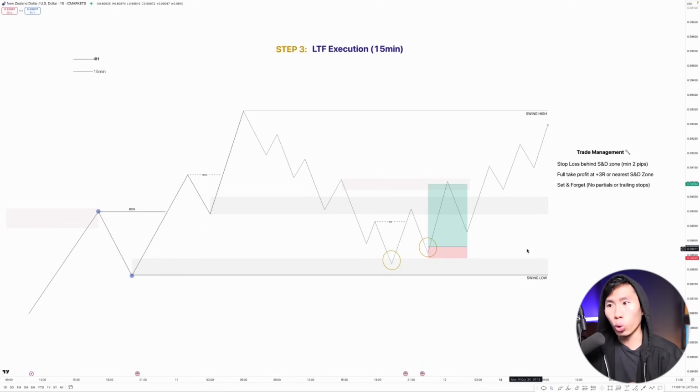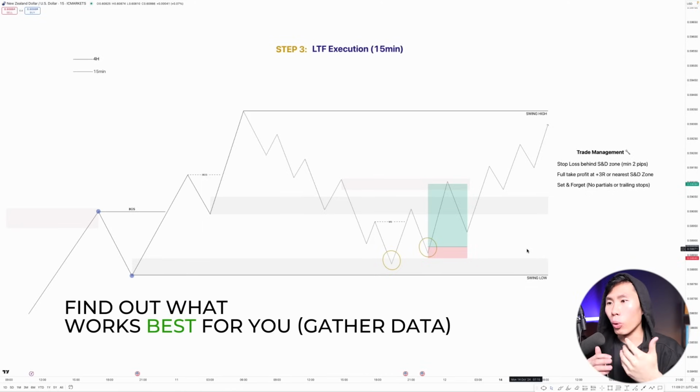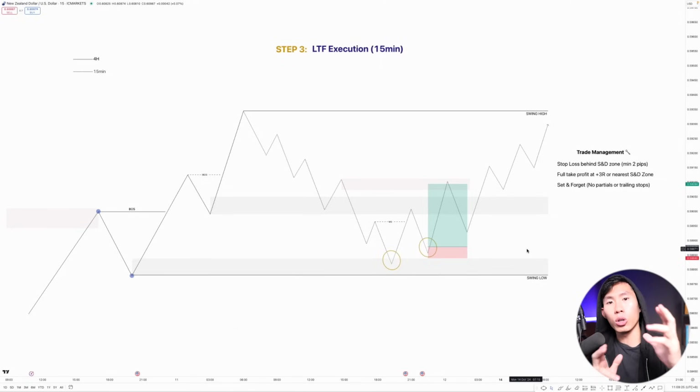And I will advise you to go and find out what works best for you. Remember, data is king. You need to really gather data to see which take profit method works the best for you and then stick to it consistently.